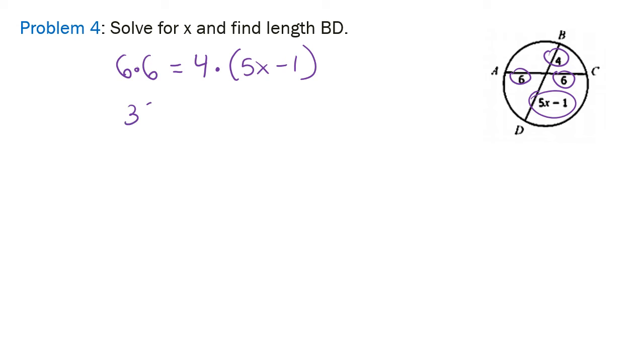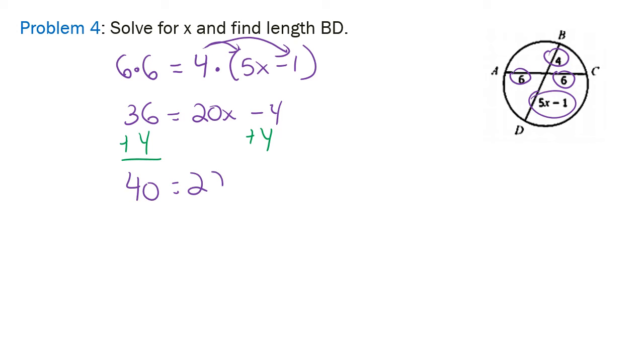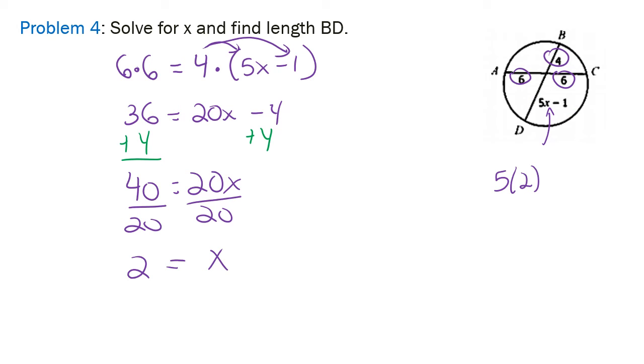So 6 times 6 is 36. 4 times 5x is 20x. 4 times -1 is -4. I'm going to add the 4 over to solve for x. That's going to give me 40 divided by 20. X is 2. Now that I know x is 2, I can plug it in to the 5x minus 1. That's going to give me an 11. So this length here is 11. And so if I want the length of BD, that is the length of 11 plus the length of 4, which is 15.